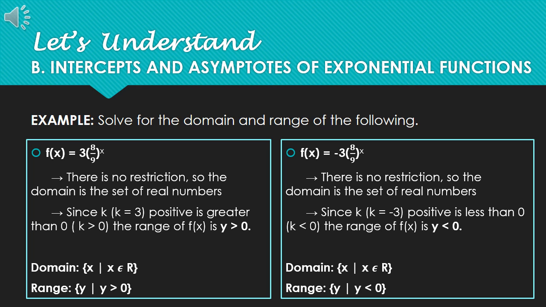And for another example, we have f of x equals negative 3 times 8 over 9 raised to x. So again for the domain, we have the values of x such that x is in the set of real numbers, while for the range, since our k is negative 3 and we don't have plus c, our range should be less than 0. So the range is the values of y such that y is less than 0.